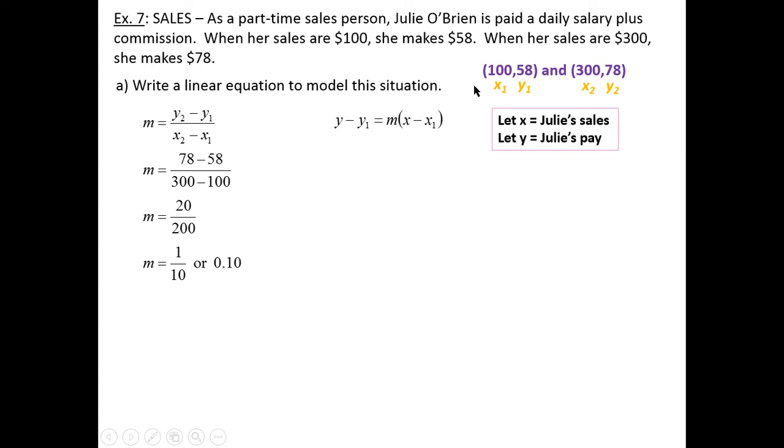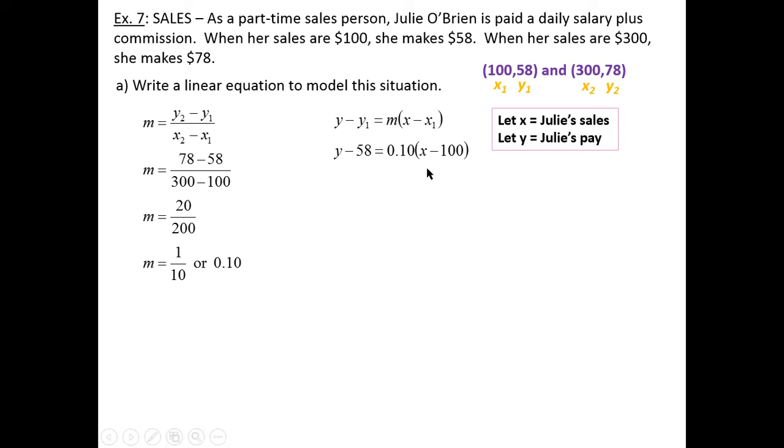We have 100, 58, and then 300, 78. And we could use either one of them. I'll use the first one since the values are a little smaller. It might be a little nicer to work with. We plug the 100 in for x1 and the 58 in for y1, and then of course our slope, which I found just a short while ago, is 0.10.